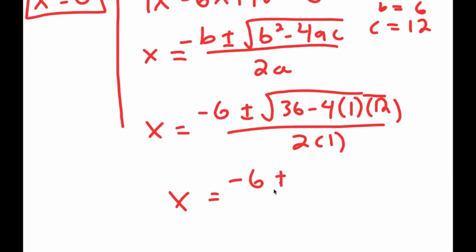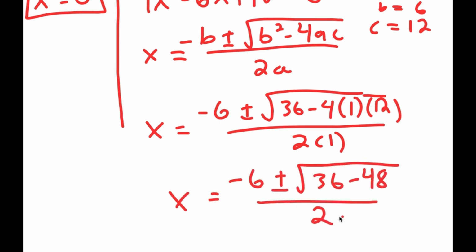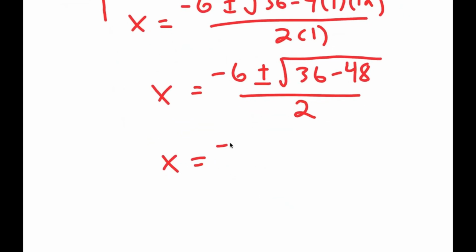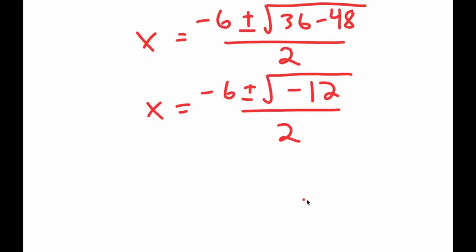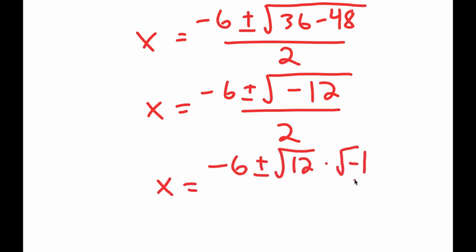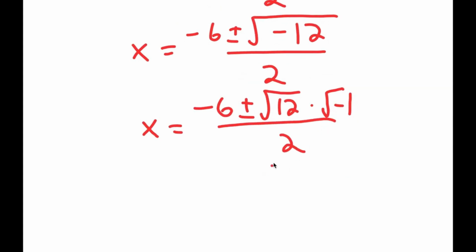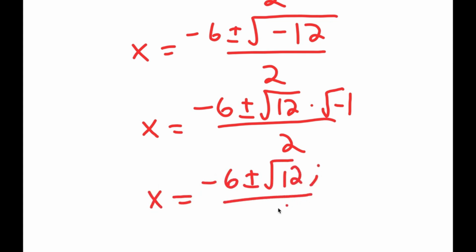And this is equal to 6 plus or minus the square root of 36 minus 48 over 2 times 1, which is 2. And this is equal to 6 plus or minus the square root of 36 minus 48, which is negative 12, over 2. Now from here, we have 6 plus or minus the square root of 12 times the square root of negative 1. And if you guys didn't already know, the square root of negative 1 is the same thing as the imaginary number i. So I get x is equal to 6 plus or minus the square root of 12 i over 2.